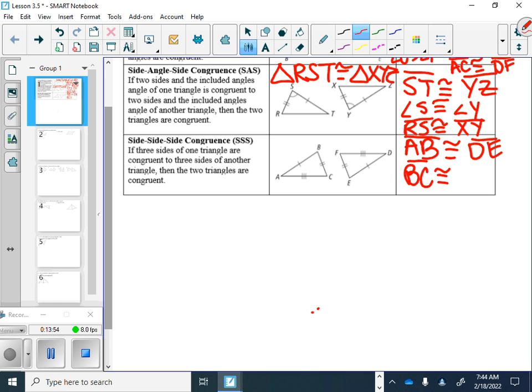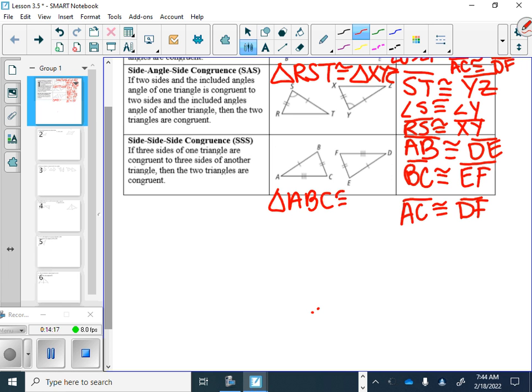What side is BC congruent to? There you go, EF. Good. EF. And then AC. What side is AC congruent to? There you go, DF. Good. So because of that, I can say that triangle ABC is congruent to triangle DEF.